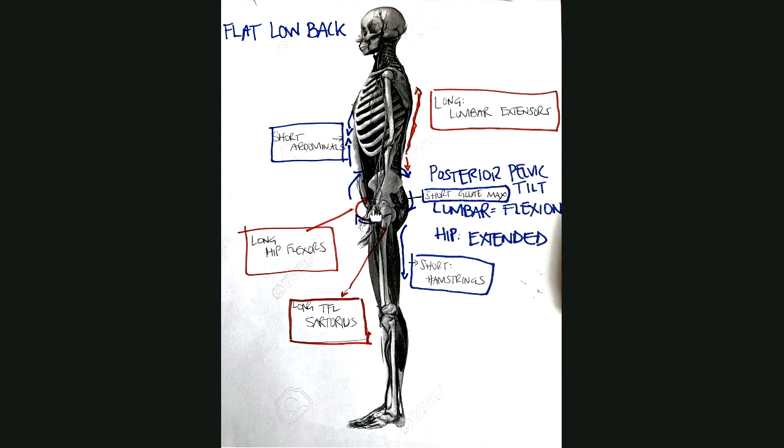This is going to lengthen the hip flexors. When that posterior pelvic tilt is happening, the hip flexors are stretching and becoming weaker and longer. Sometimes this posterior pelvic tilt will also lengthen the TFL and the sartorius, and the lumbar extensors are going to get lengthened as well because of the mechanics of the posterior pelvic tilt.